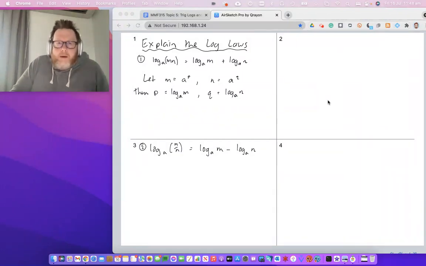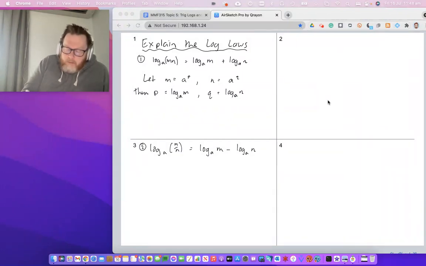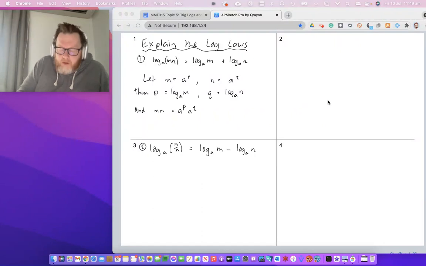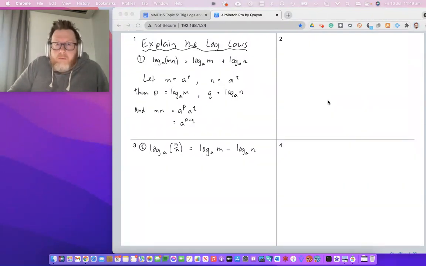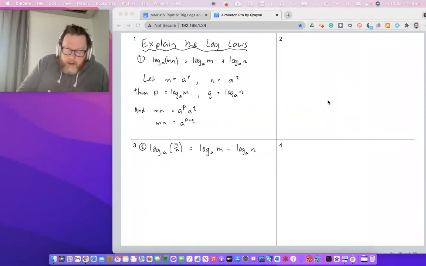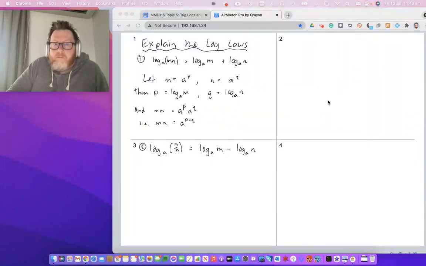So what about it? Well, let's have a look at m times n. m multiplied by n would be a to the power of p multiplied by a to the power of q, because that's how we defined it, which is equal to a to the power of p plus q. Okay, using our index laws this time, our exponent laws, which says that we add powers together if it's got the same base. So we've got mn is equal to a to the power of p plus q. Moving on to slide 2.